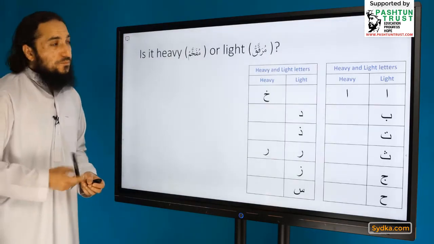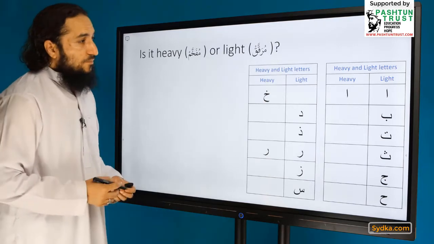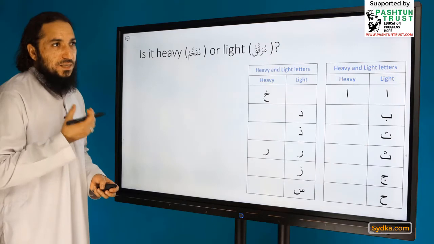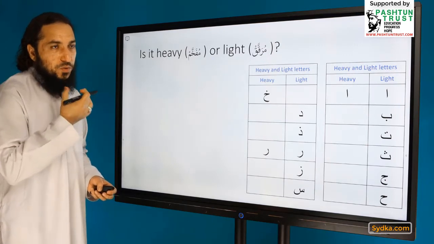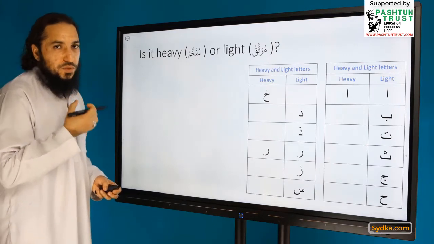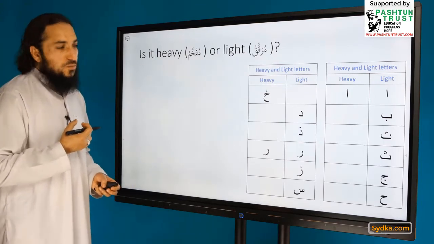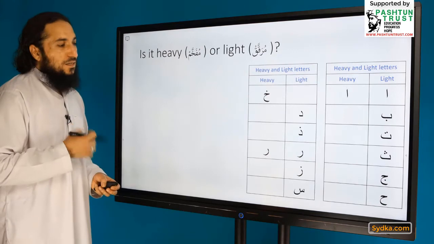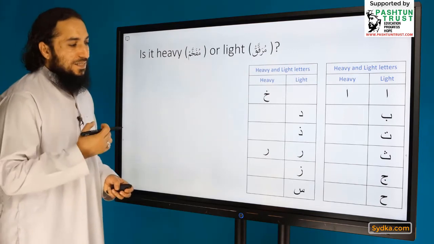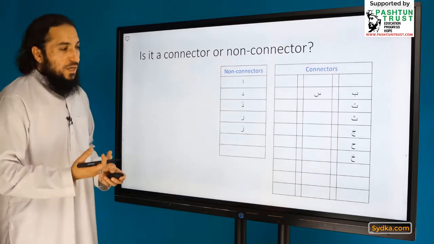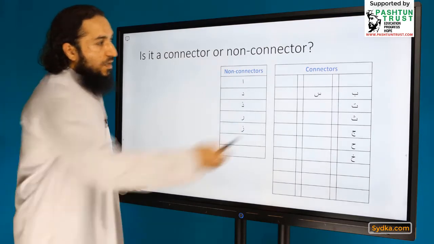Is it a heavy or light letter? It is a light letter. So when we pronounce the letter Sin, the tongue and the lips should remain flat, in the state as if we are going to start smiling. Sin, sin. Is it a connector or non-connector? It is a connector.